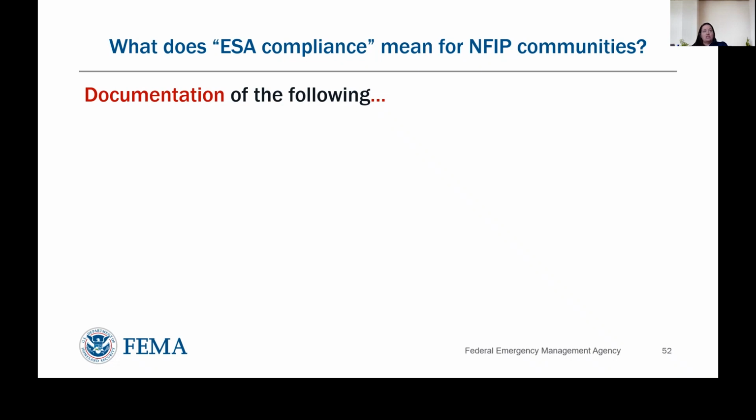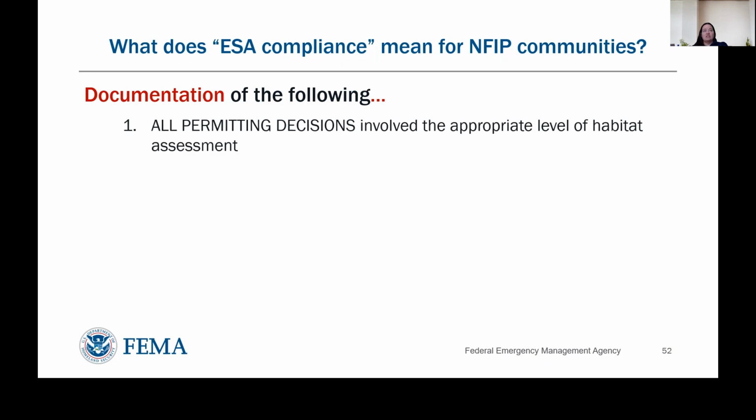Some of the documentation that I'm going to be asking for is the traditional: where's your permit? What's the application? What went into your decision to approve this project? And part of that documentation is going to need to address ESA compliance. You're going to need documentation of the following: that all of your permitting decisions involve the appropriate level of habitat assessment, meaning the complexity and the rigor of that analysis fits, in scale, your project.